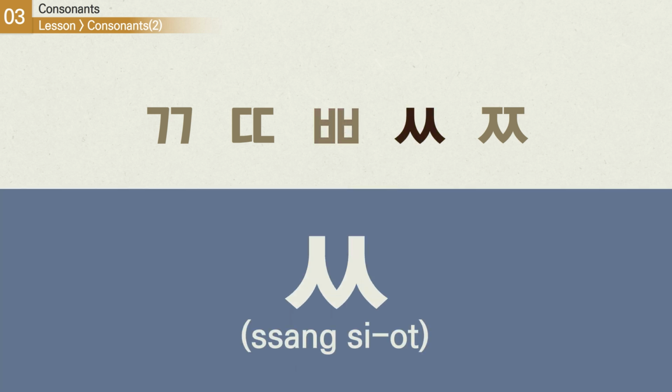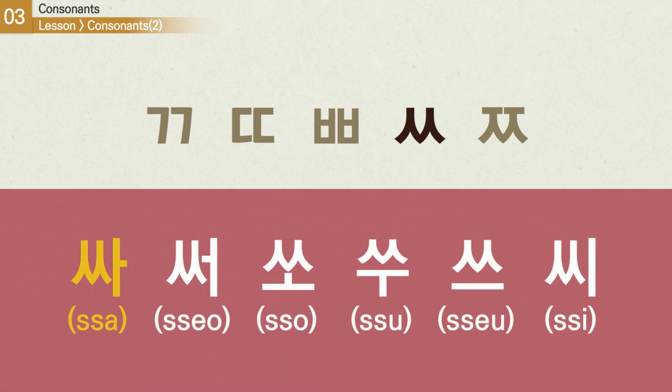Doubling 시옷 makes 쌍시옷. 쌍시옷 is pronounced like 시옷, but with more stress on the vocal cords. It also has a higher tone. Listen carefully. 싸, 써, 소, 수, 스, 시.